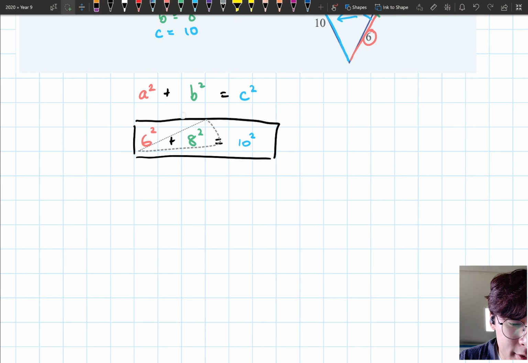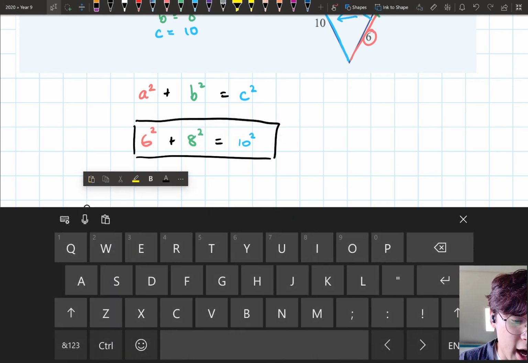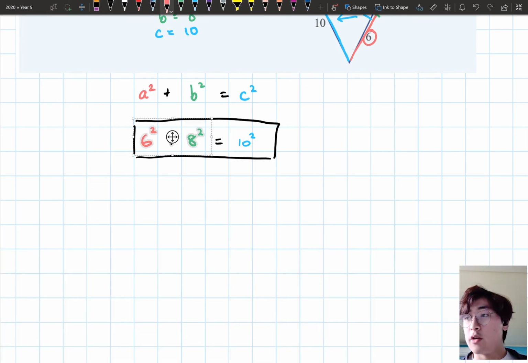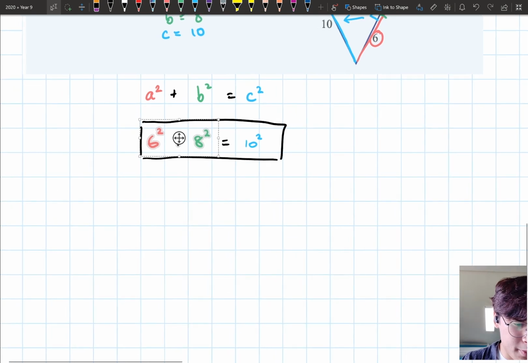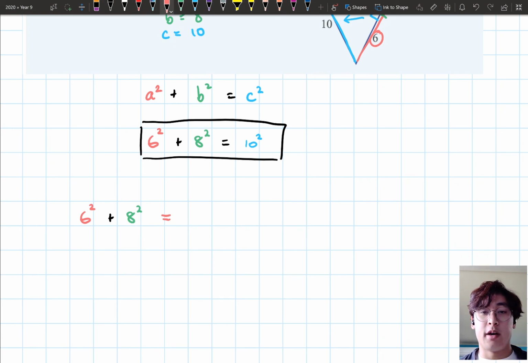So on the left-hand side, I actually have 6 squared plus 8 squared. I'm going to copy that and put that underneath here. Okay. So I've got 6 squared plus 8 squared. Now, if you put this in your calculator, I'm going to put this in my calculator. I've got 6 squared plus 8 squared. I'm putting it in, and that'll give me 100.